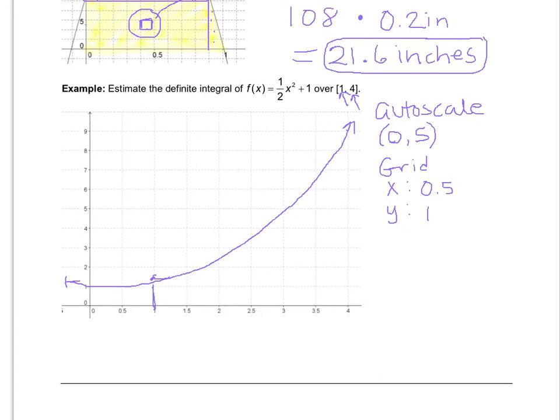So we're going from 1 until 4, and you're just going to count up all the boxes. So go ahead and hit pause. Count the number of boxes that you think you have, and just like we did in the example above, go ahead and figure out the dimensions of the box and multiply those two numbers together and see what you got for a definite integral.